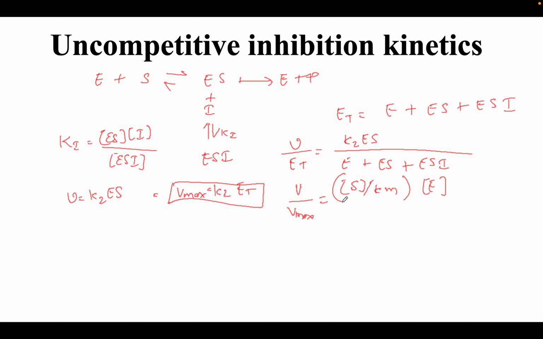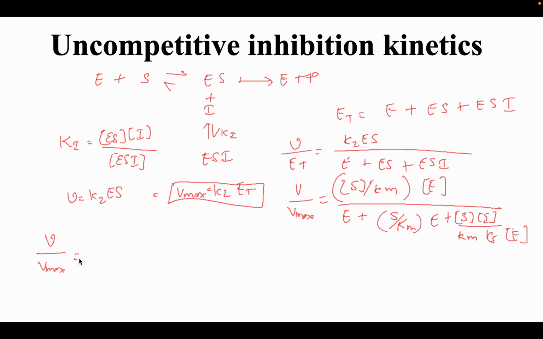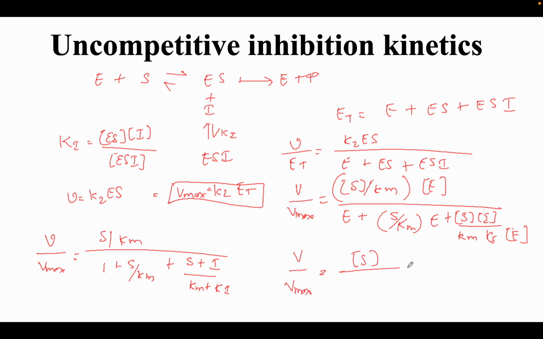upon enzyme, simplify this, we'll have S by Km upon 1 plus S by Km plus S plus I by Ki, and this will give us a final equation. Km alpha, so we are considering this as alpha.